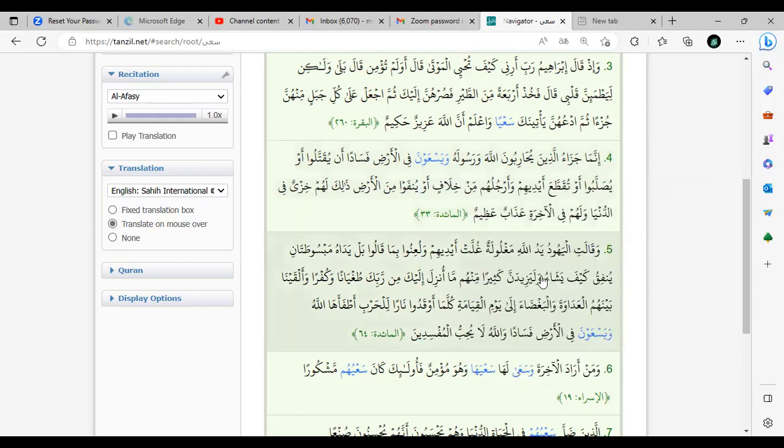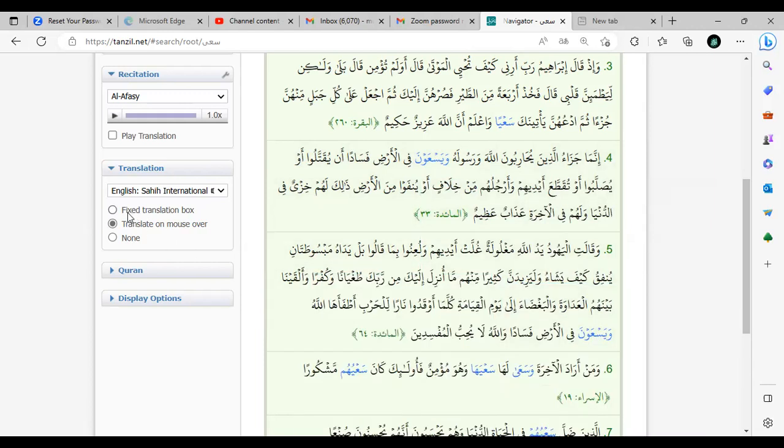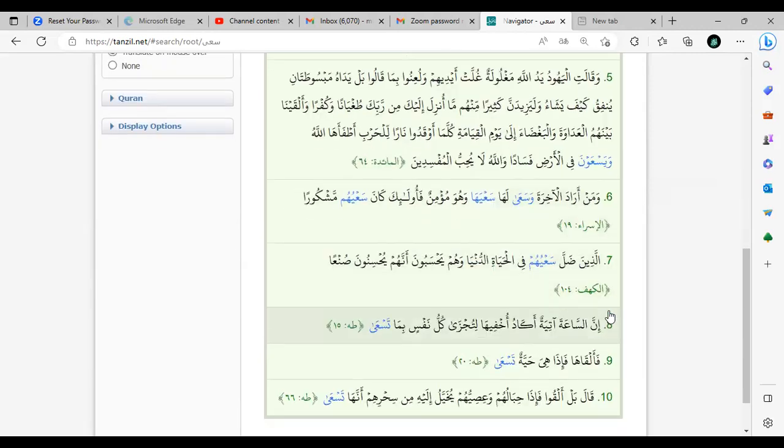Very good. This will help you, because you can select here: fix translation box, translation on mouse over. Any of these you select, it will tell you. It will help you too much.